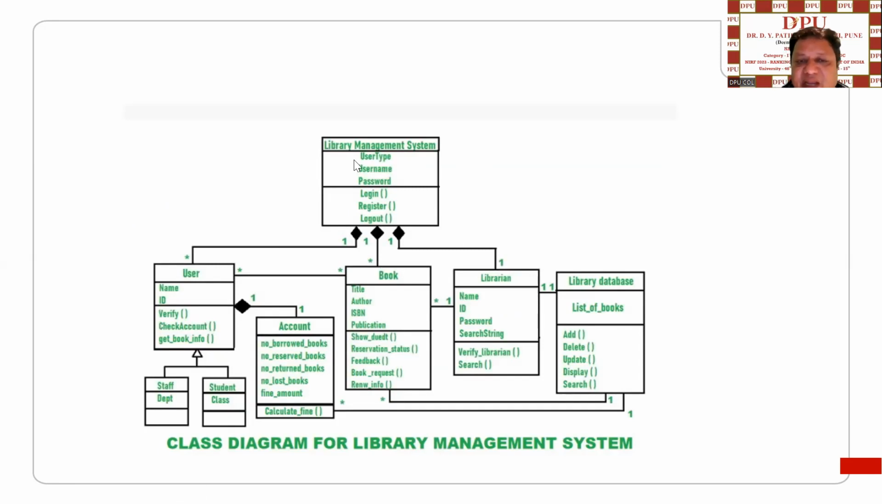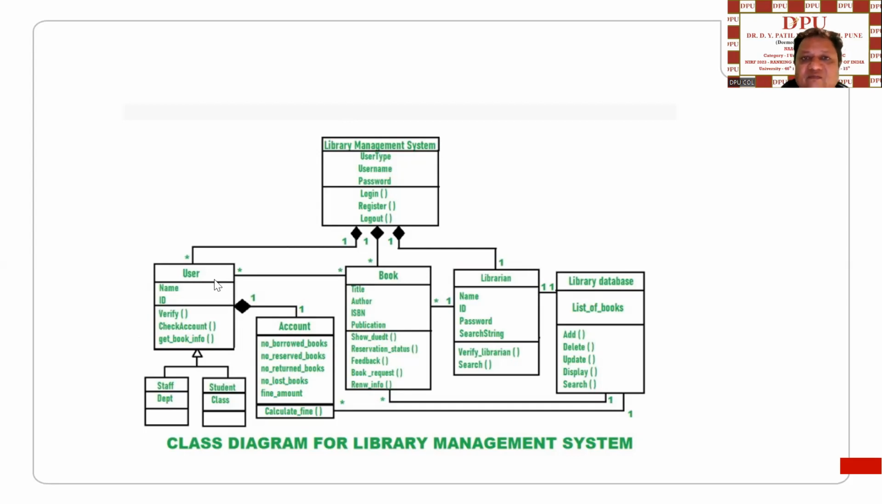For example, the name of the system is library management system, and this is the main system. From this system, you can see different classes. The first can be the user class, the second can be the account class, the third can be the book, the next can be the librarian, and the next can be the library database. Now you can see that each one is a class.